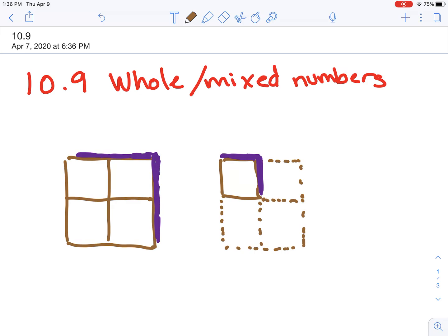Now, we've seen a whole, right? We've seen a whole pan of donuts. We've seen a whole pan of brownies. We've seen a whole pizza. We've seen things divided, a whole bag of gummy bears, whole sets. So we can actually have a whole, but we can also have what's called mixed numbers, which means it has a whole and a fraction. So mixed numbers means a whole and a fraction.